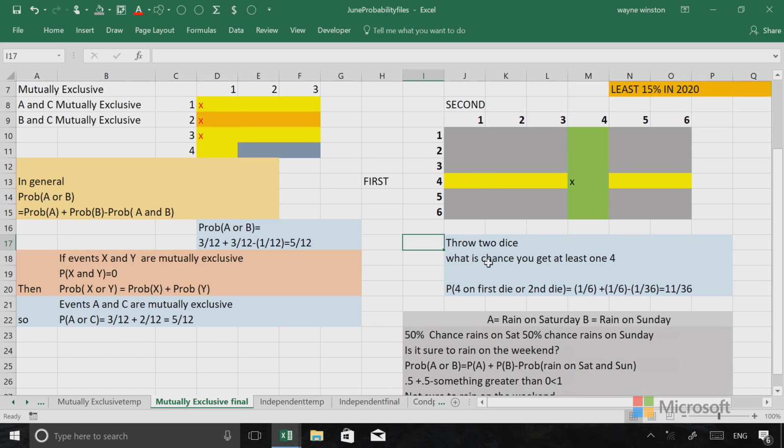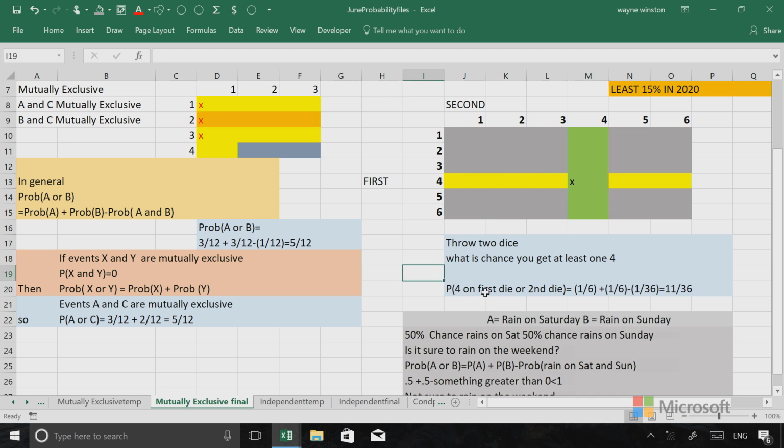If you throw 2 dice, what's the chance you get at least 1 four? So here's the sample space. This is what you throw in the first die. This is what you throw in the second die. So the first die being a 4 is this row right here, and the second die being a 4 is this column right here. And basically getting a 4 on both is where the X is.